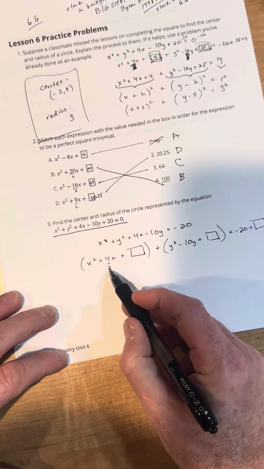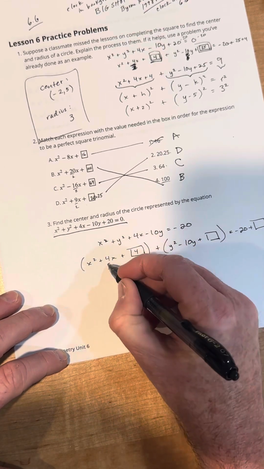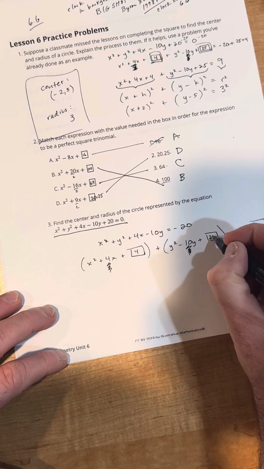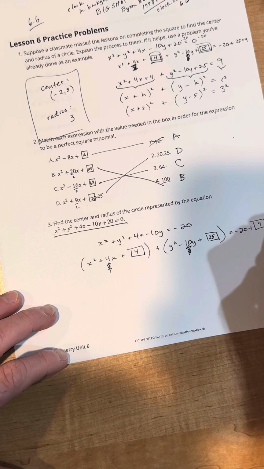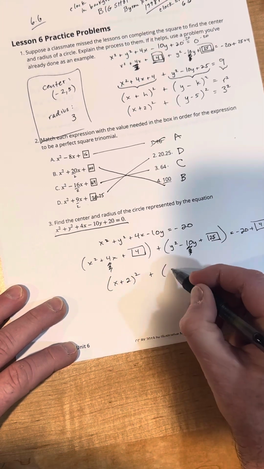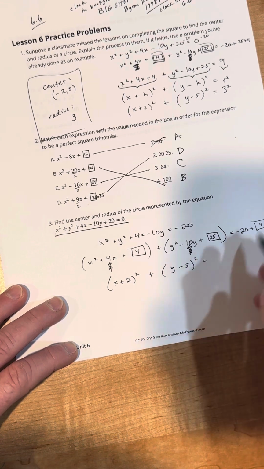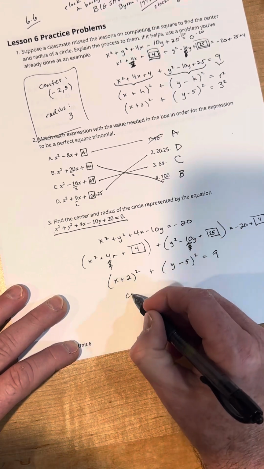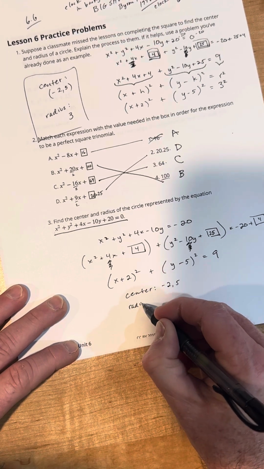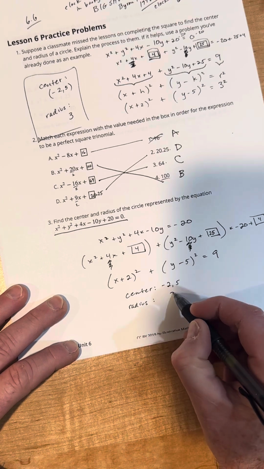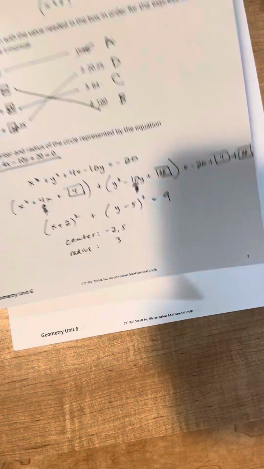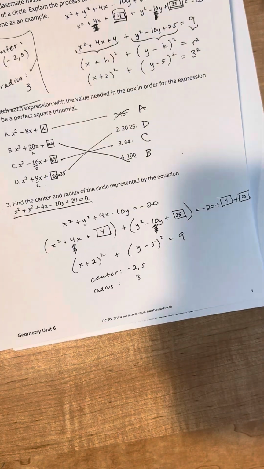4 divided by 2 is 2. 2 times 2 is 4. Cross that out. 10 divided by 2 is 5. 5 times 5 is 25. Put the boxes over here, 4 and 25. Here we go. x plus 2 squared plus y minus 5 squared equals 9. Center, negative 2, 5. Radius. This is hard, actually. Some people say 9. It's actually 3. Hey, same as up here. All right, so that's the box method for completing the square.